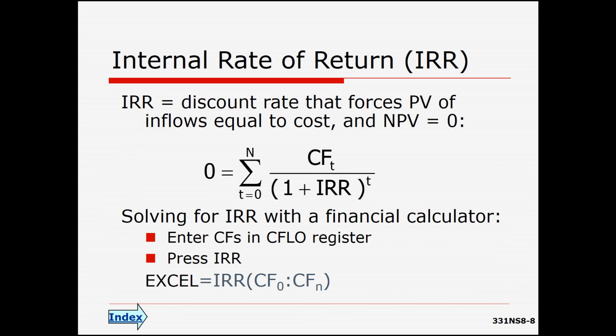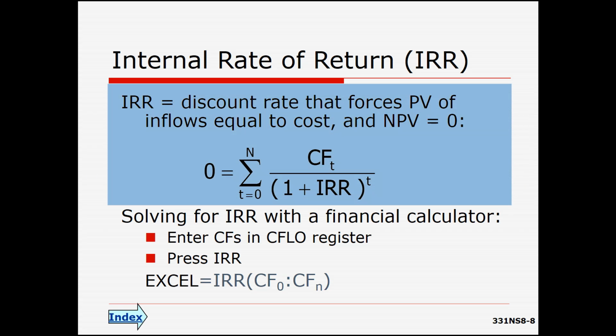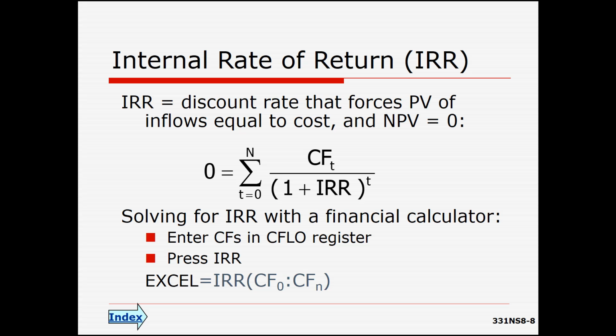Closely related to NPV is the internal rate of return, or IRR. IRR is the discount rate that makes NPV zero. While it's possible to solve for IRR manually, it's iterative, meaning you try values till you hit the answer. There is no closed-form solution to this. Much easier to use your financial calculator or Excel.